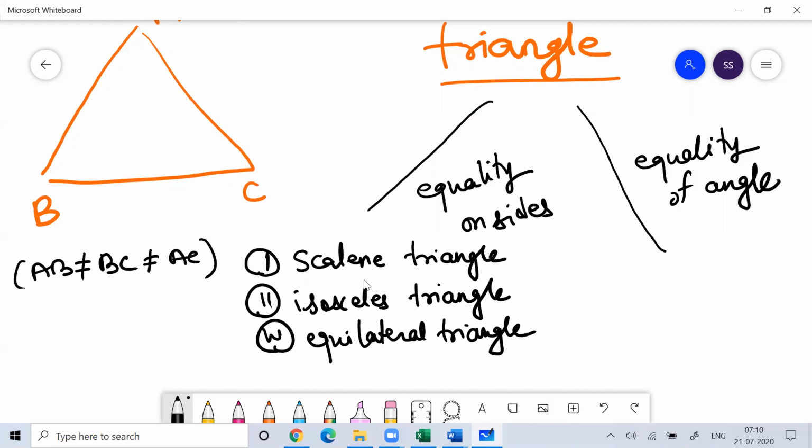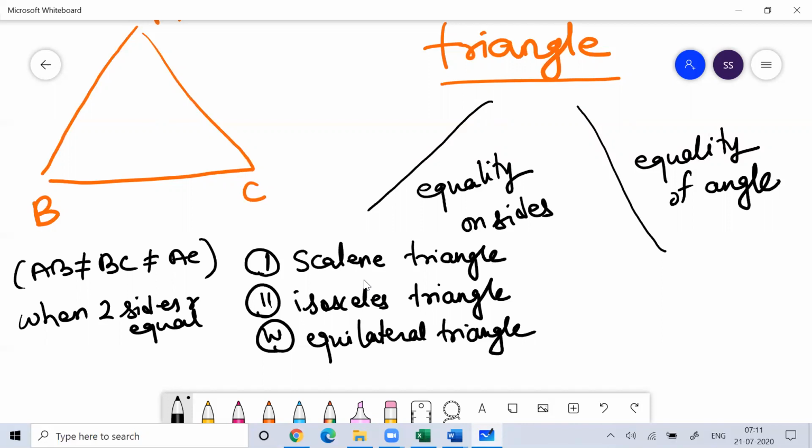Then there's something called the isosceles triangle. Isosceles triangle basically means when two sides are equal. When two sides are equal, we call that an isosceles triangle. Basically, this is a little bit of a controversial aspect. Many people discuss it, and it is discussed differently in different countries.